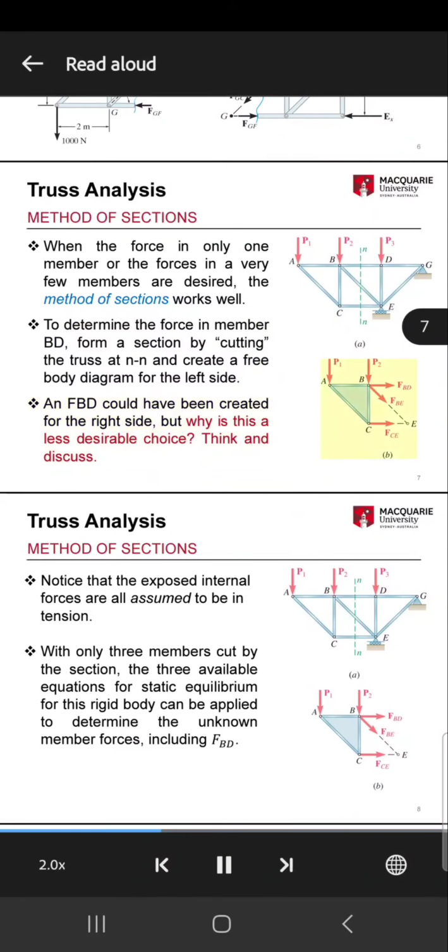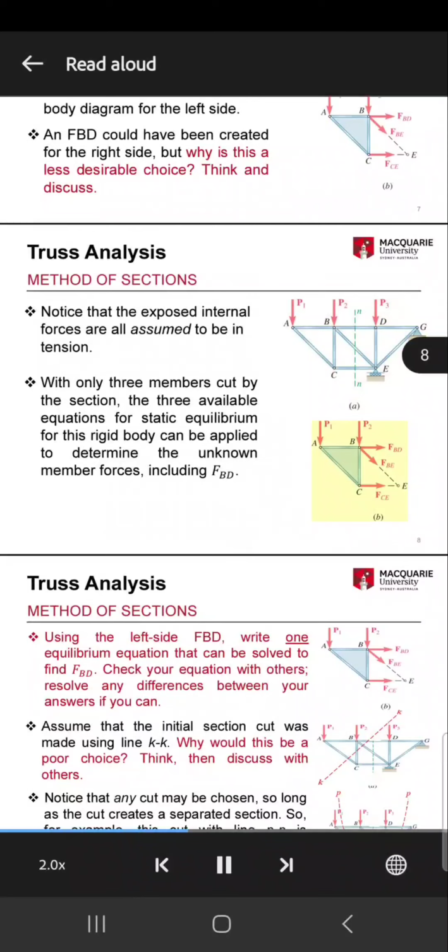Why is this the less desirable choice? Think and discuss. The section is created by making a vertical cut through members GD, P, and C, exposing the forces FBD, FE, and FC. Notice that the exposed internal forces are all assumed to be in tension.